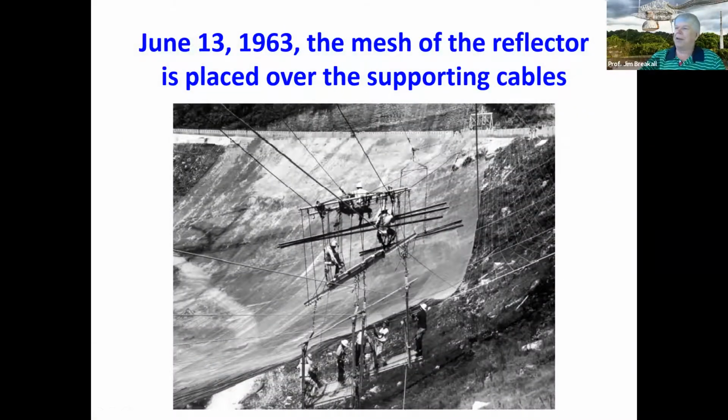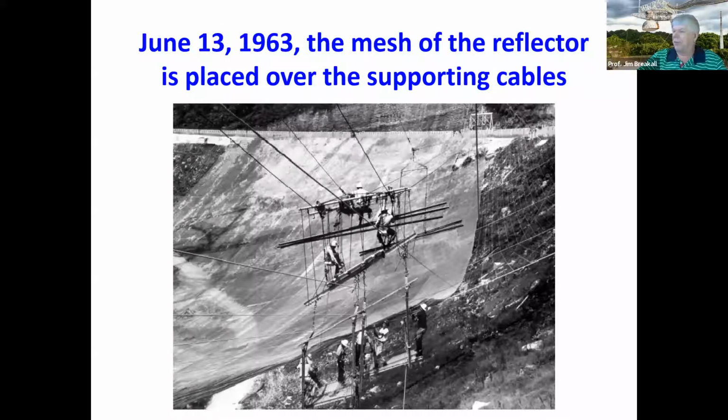Okay, well, here's putting the surface on the main reflector, which is 305 meters in diameter. And this is like a mesh. It's actually sort of called chicken wire. It's what they normally would keep the chickens in a pen with. It has little openings, sort of like the screen of a window, in fact, but the openings are maybe about an inch.